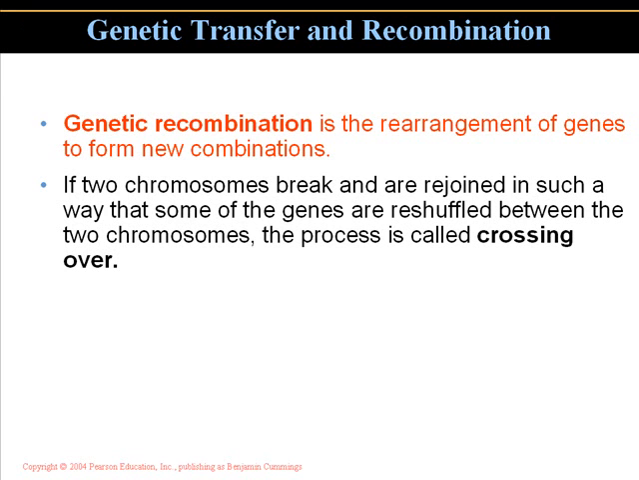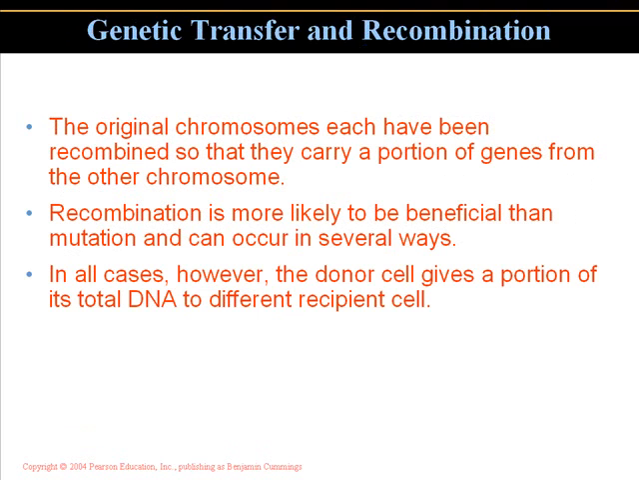Now, another concept that I want you to appreciate is genetic transfer or genetic recombination. Genetic recombination, you need to know this definition, is the arrangement of genes to form new combinations. If two chromosomes break and are rejoined in such a way that a gene is reshuffled between two chromosomes, this process is referred to as crossing over, a form of recombination. The original chromosomes have each been recombined, so now they carry a portion of the gene from the other chromosome.